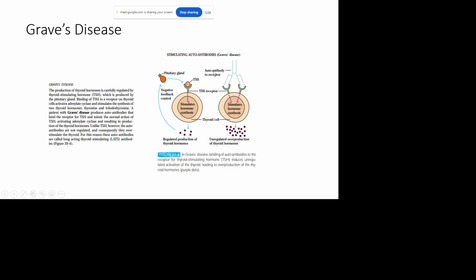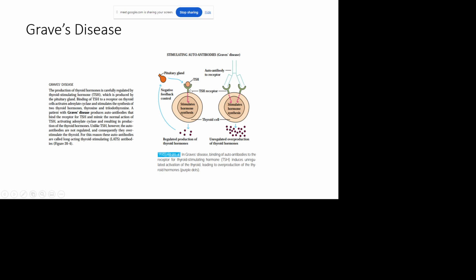in Graves' disease, autoantibodies are generated due to the autoimmunity. They bind to the TSH receptor and they mimic the TSH hormone, right? So now, due to the binding of this antibody to the TSH receptor, this interaction will again stimulate the hormone synthesis. So that will secrete the thyroid hormone. Now there is no regulation, right?